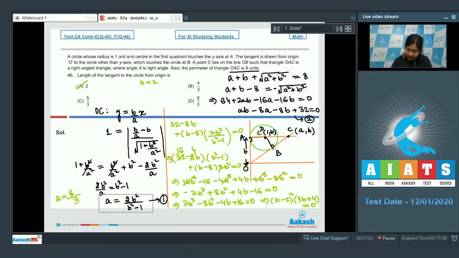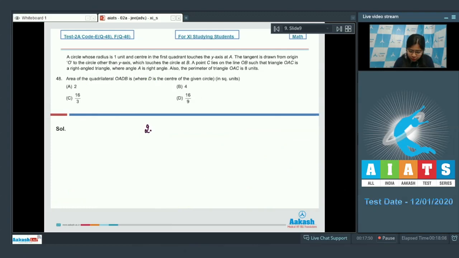So area of OADB we have to find, that is this area. Now it can be seen that if I join OD, then these two triangles are congruent. So area will be 2 times area of OAD. 2 times area of triangle OAD is equal to area of quadrilateral OADB.